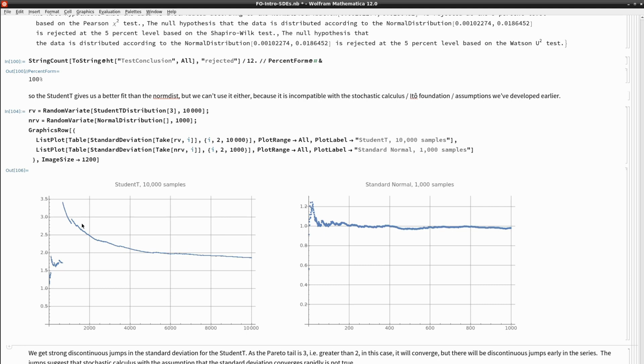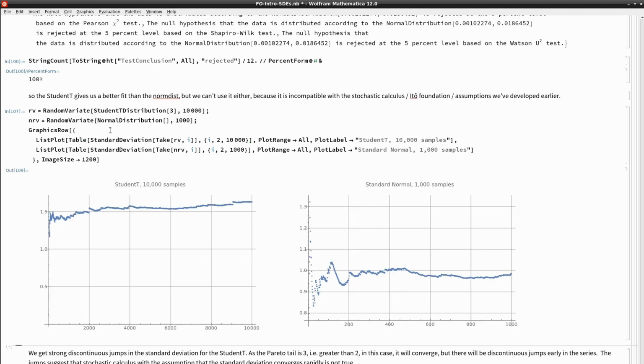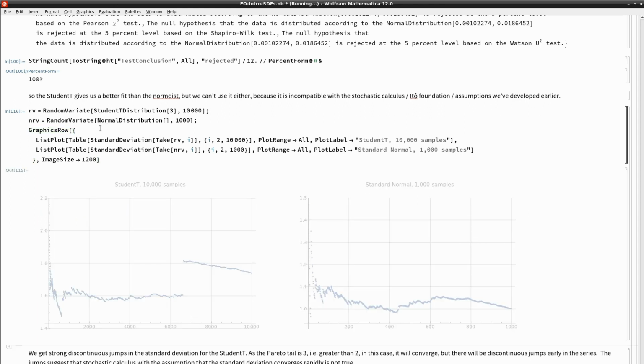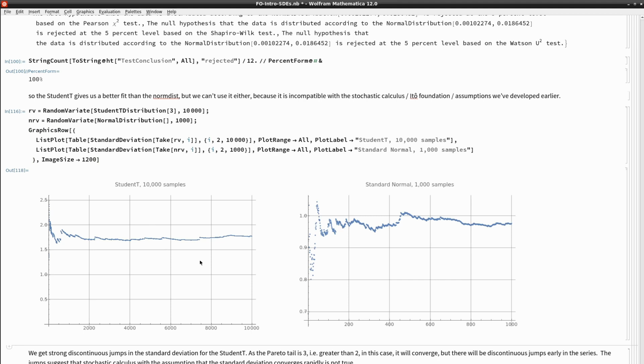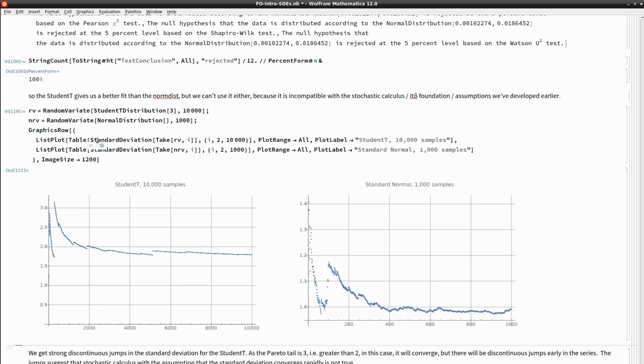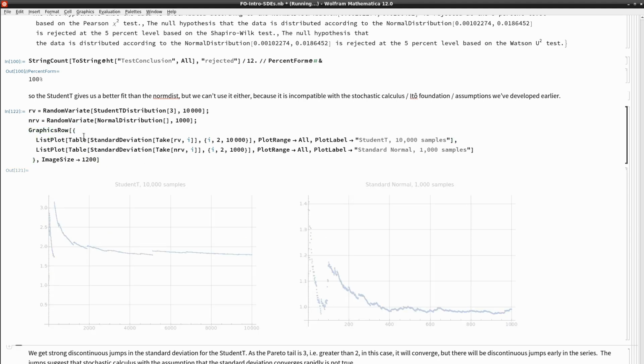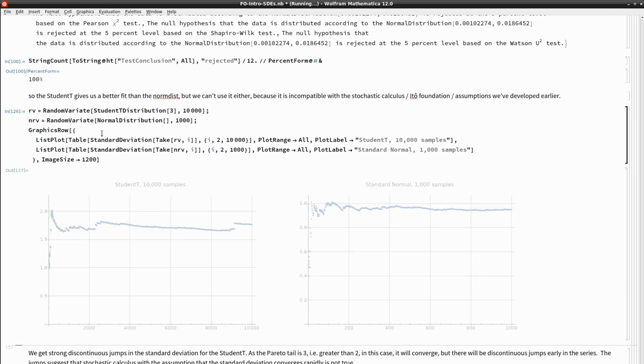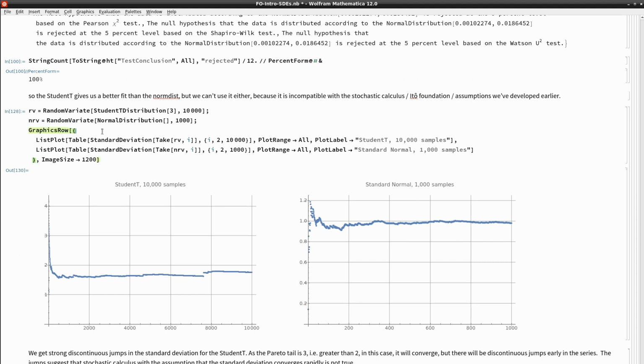Here, look at this big jump. We have a lot of discontinuities here, and it takes a long time until we get convergence. And the normal distribution, we don't have so many jumps and we get much better convergence. So let's take a few samples here and we get the wackiest forms and shapes for the student T. We get these jumps, we get a lot of discontinuities, and overall we see that this is simply not in line with the Ito calculus assumptions that we have made.